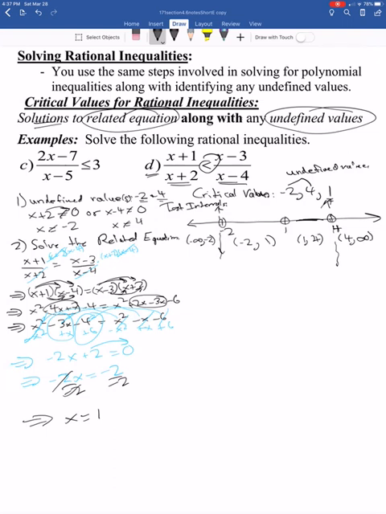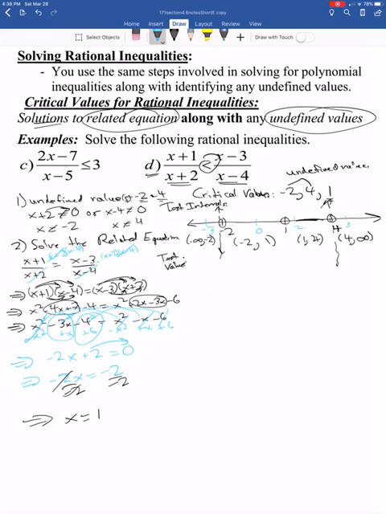So now all we've got to do is pick a test value and find out what works. So -infinity to -2, let's pick an easy number out of that interval, something like -3. For -2 to 1, I can pick 0. It'd be an easy one to work with, anytime I can use 0. For 1 to 4, we'll pick 2. For 4 to infinity, I'll pick 5.